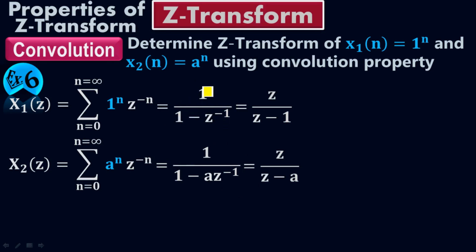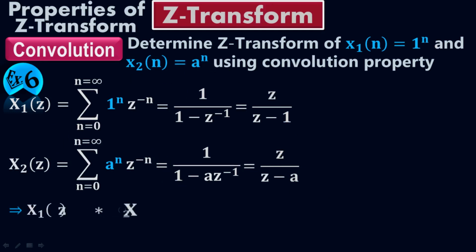I'm going to tell you in the problem solution section. So the z-transform of x sub 1 of n, which is 1 to the n, is x sub 1 of z, which is z over z minus 1. And the z-transform of x sub 2 of n, which is a to the n, is x sub 2 of z, which is z over z minus a.